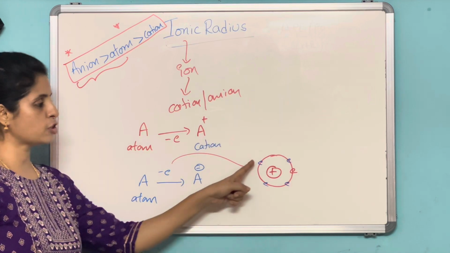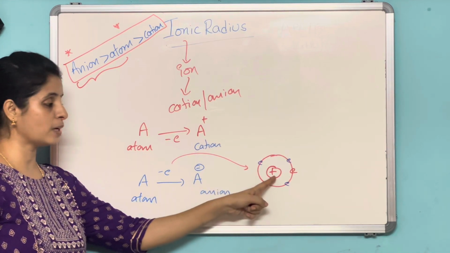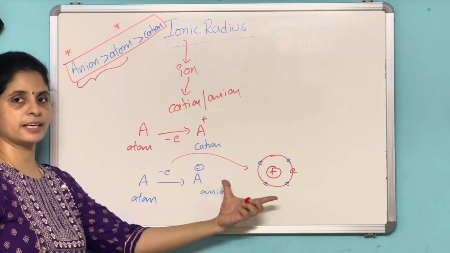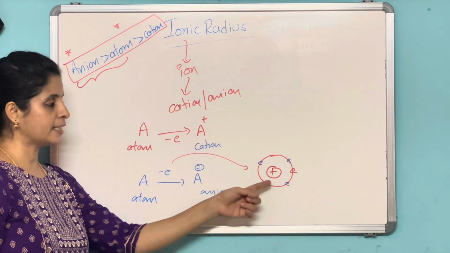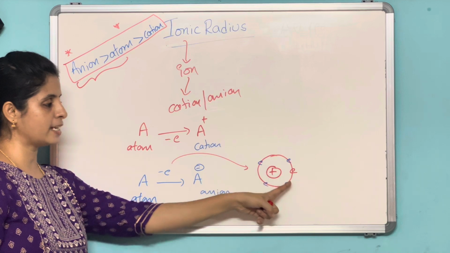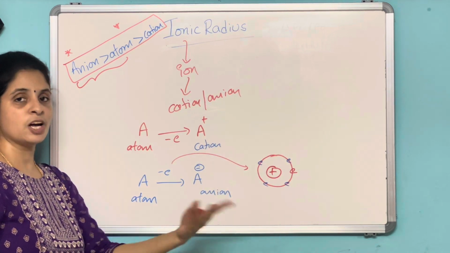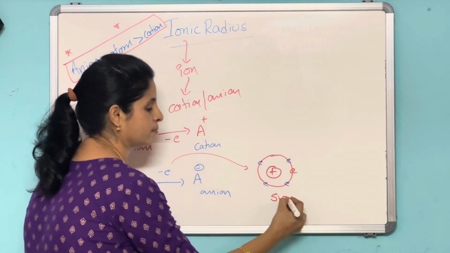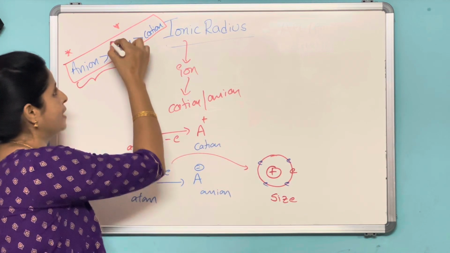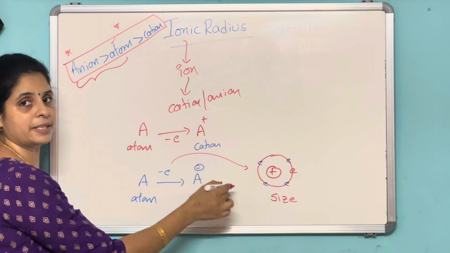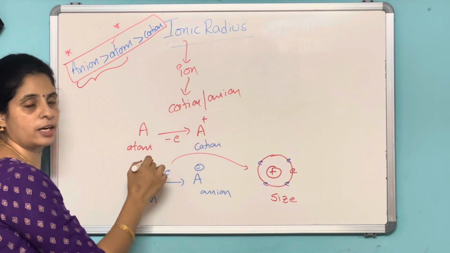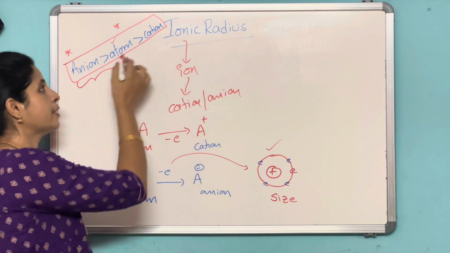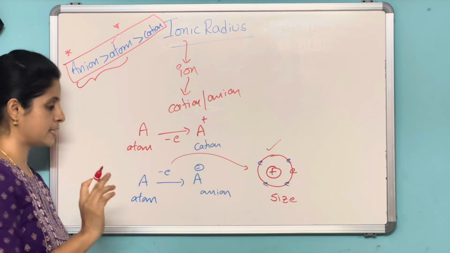There will be a repulsion between these electrons and the nuclear charge is the same. To avoid that repulsion, they move far apart, and the nuclear attraction on the electrons also decreases. So what happens to the size? Size increases. If you compare the parent atom and the anion, the anion has a higher ionic radius when compared to its parent atom.